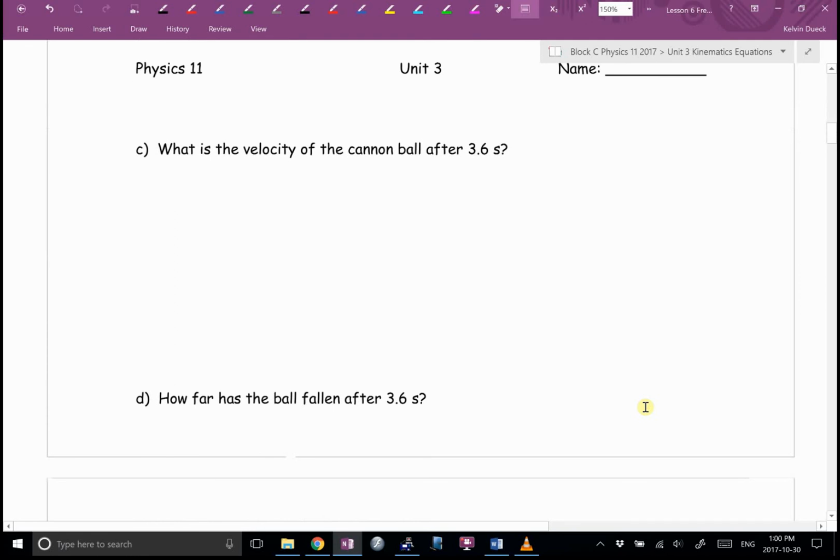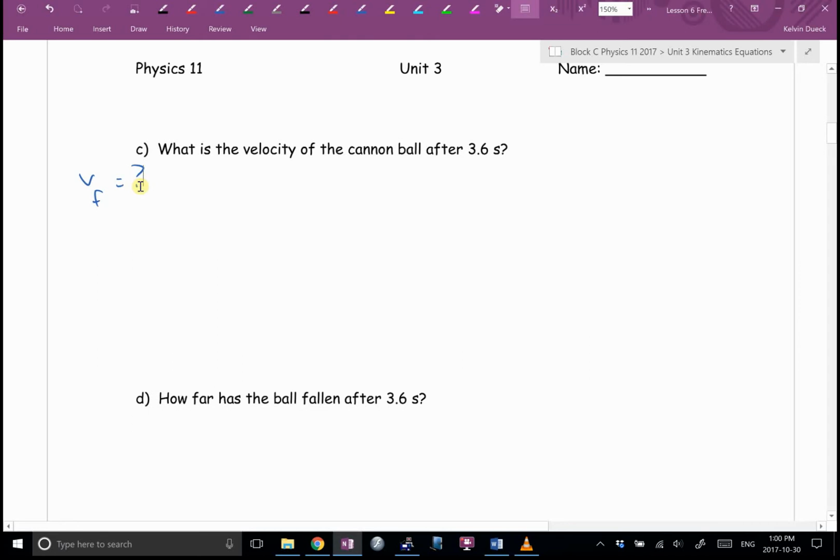C. What's the velocity of the cannonball after 3.6 seconds? Brian, what's this question you want me to find? How do you know it has to be final? What's V initial? Because it's got to be V final then. This V final isn't after 10.6 seconds, it's after 3.6 seconds, but it's still the end velocity of when we hit our stopwatch. That's really what final means.